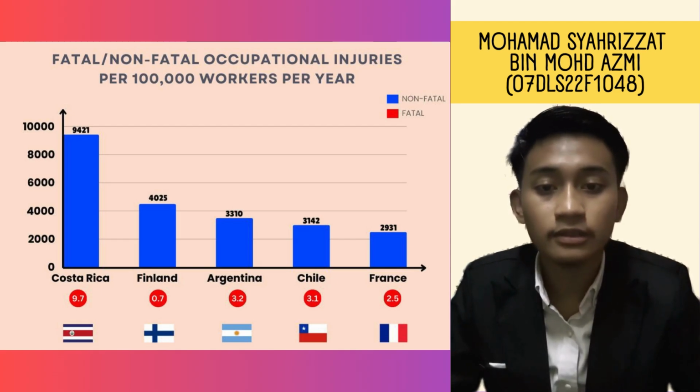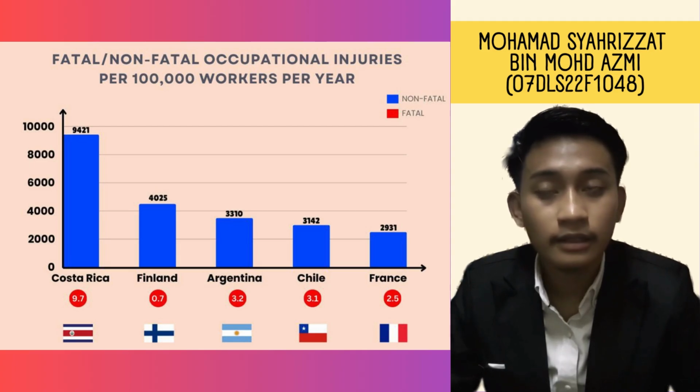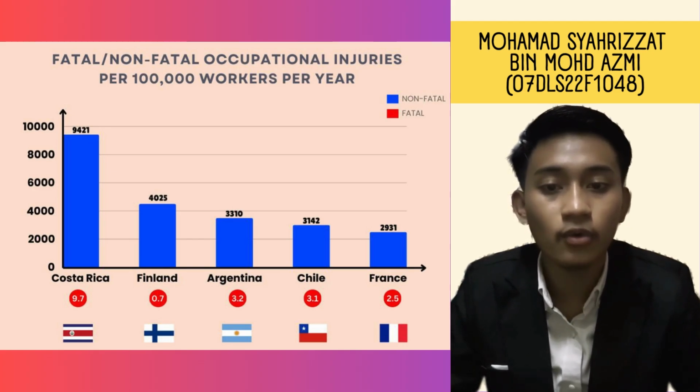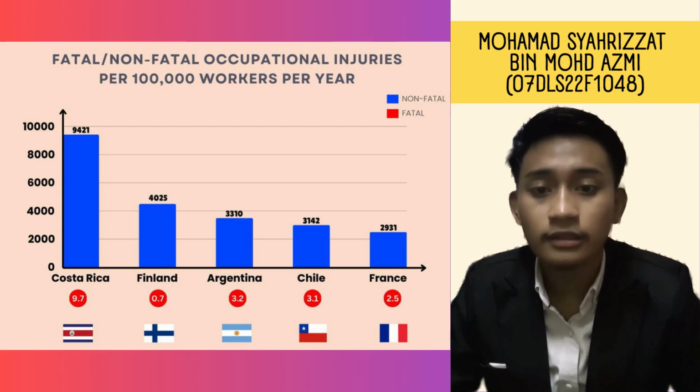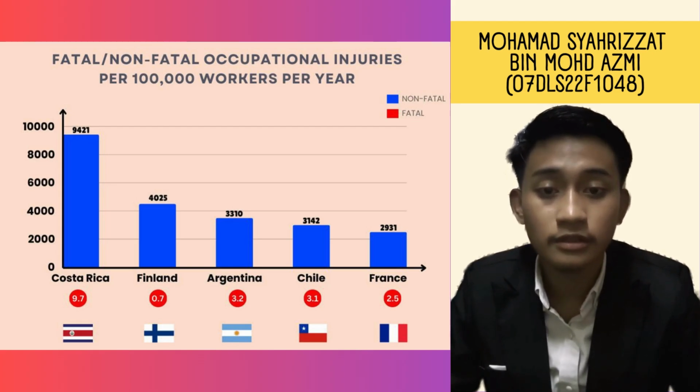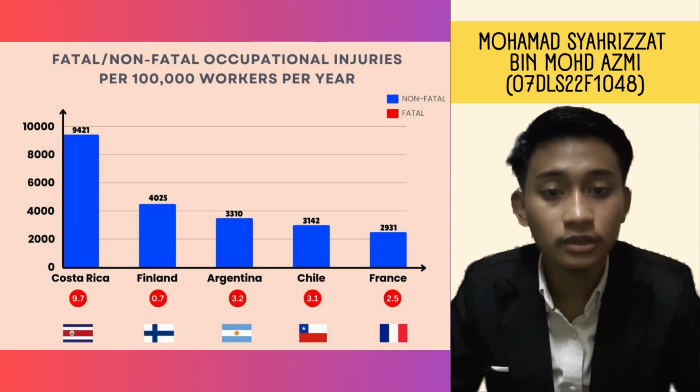I will be presenting a bar graph on fatal and non-fatal occupational injuries per 100,000 workers across 5 countries. The first one is Costa Rica, which shows the highest fatal risk with a fatal injury rate of 9.7 and 9,421 non-fatal injuries. This suggests that workplace safety measures may not be as strong in Costa Rica.